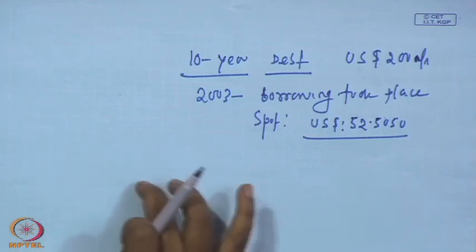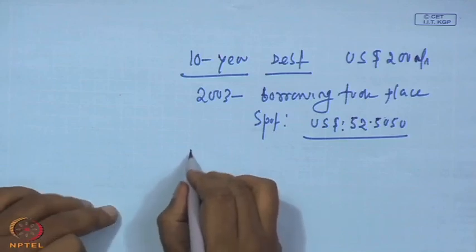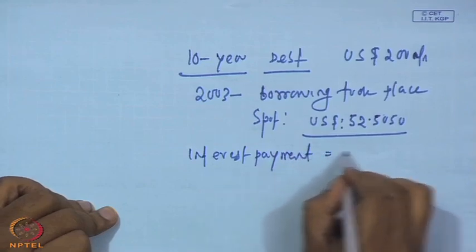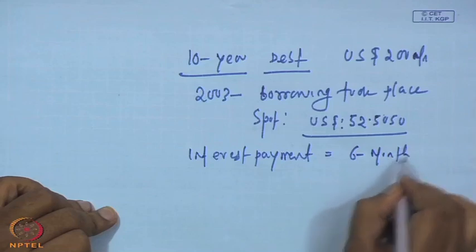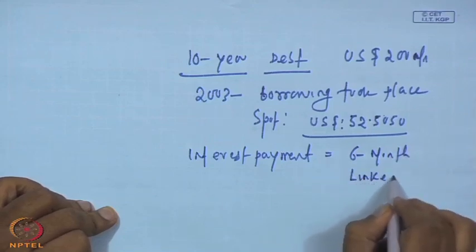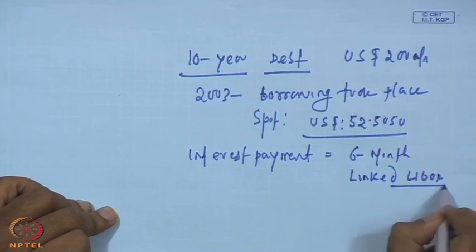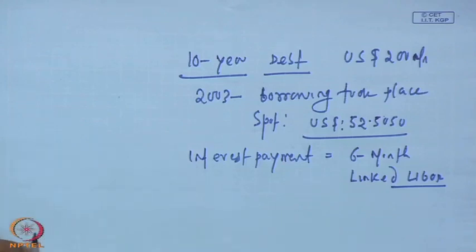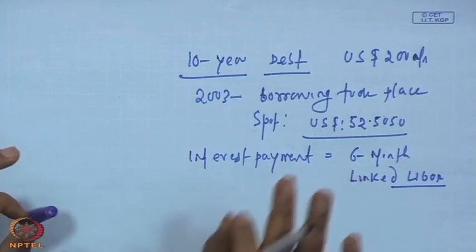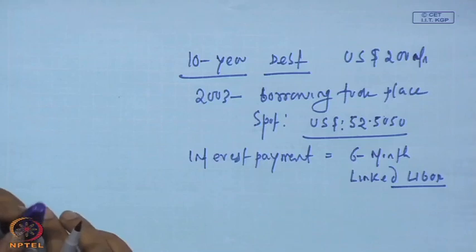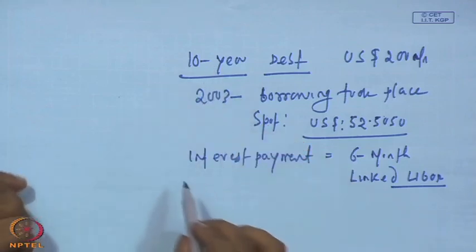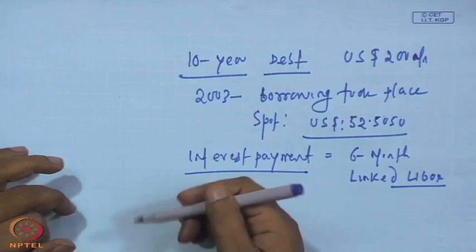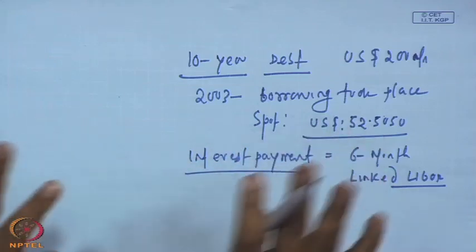In between, the company has to pay interest, which is linked to LIBOR, the London Interbank Offer Rate. The interest payment is every 6 months. The London Interbank Offer Rate fluctuates every moment, and 6 month LIBOR is linked to it. So every moment the interest rate fluctuates, every moment there is a risk. Every 6 months the Indian company has to pay interest in foreign currency. So the Indian company doesn't know what the foreign currency rate will be after 6 months. So there is a transaction exposure risk.